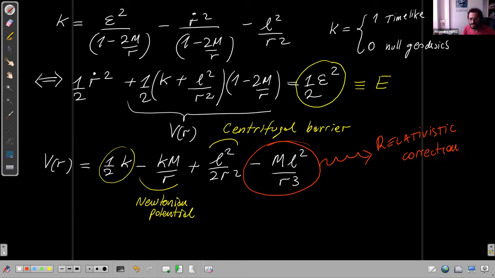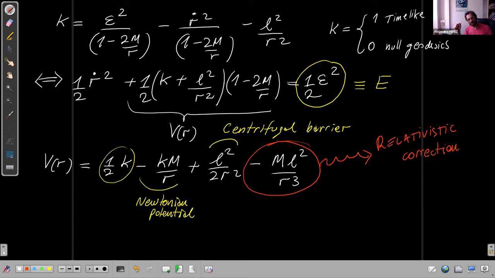Why do I call it the correction? Because you can imagine a test particle moving sufficiently far away from the star, then this term is the one that decays the fastest. So if you are sufficiently far away, this term is just a correction that you can ignore. When you describe the motion of the Earth around the sun, this term is negligible, and your geodesic orbits will coincide with the solutions of the Kepler problem.